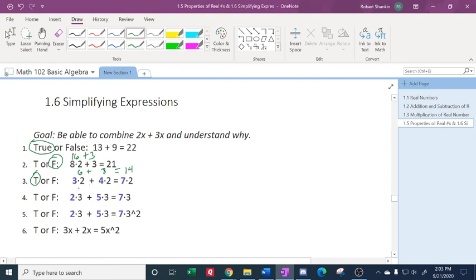What do you have for 4? True. 6 plus 15 and 21. Did you wind up getting true for number 4? Yes, it looks true for me. So you agreed with that one. And how about number 5?